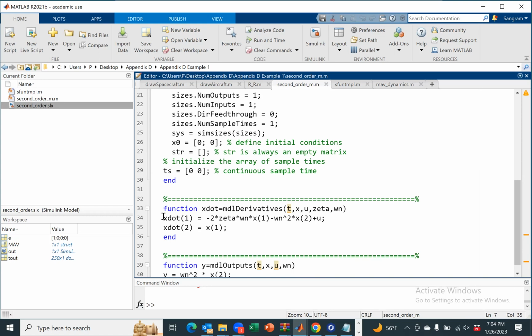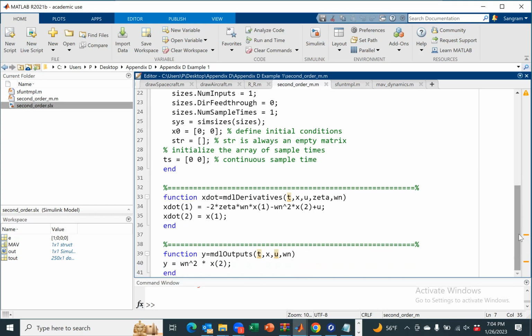Everyone understood this? At least can you see that the equation that I have written here is similar to the equation that I have there? And then in the outputs, you have omega n square x2, which is nothing but finding the velocity. Omega n square x2, that is the output.